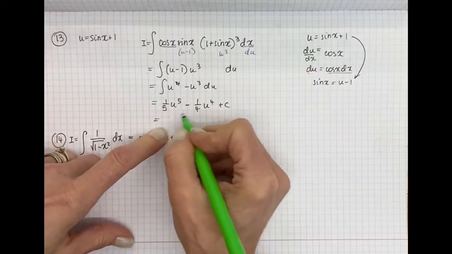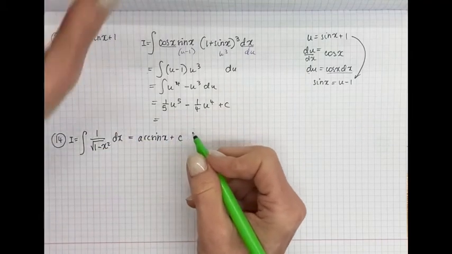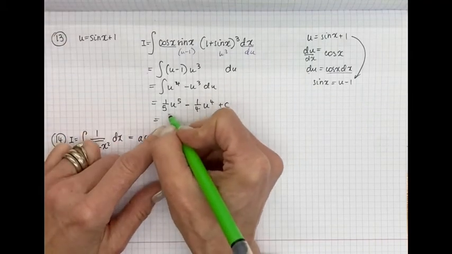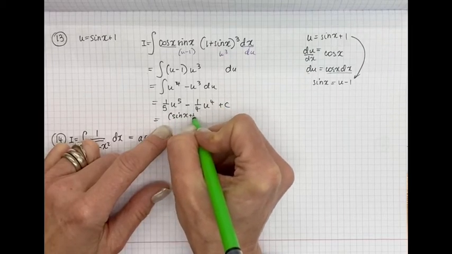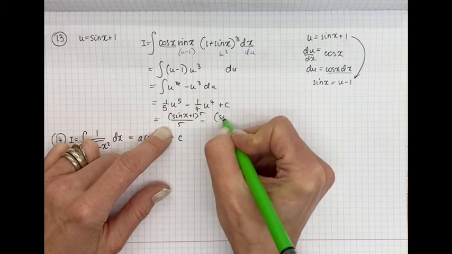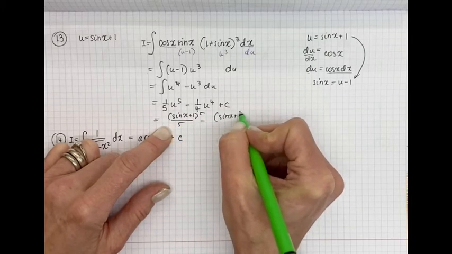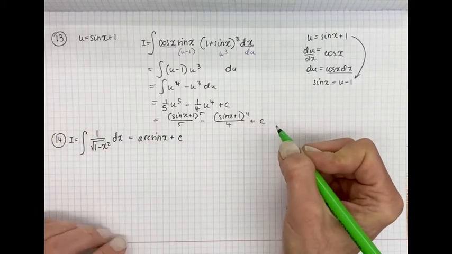Going back to our original, this one could be factorized. Let's just check if they bothered with factorizing. They are not bothered, so this time I'll skip it. So it's sine x plus 1 to the power of 5 over 5 minus sine x plus 1 to the power of 4 over 4 plus c.